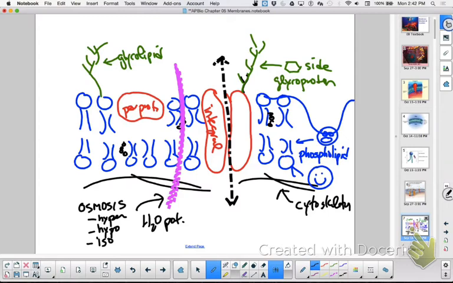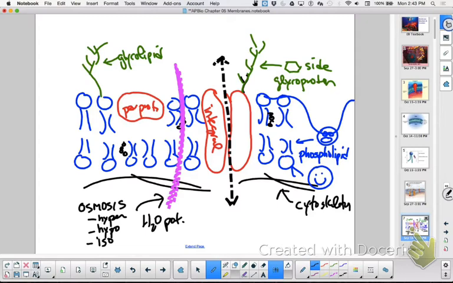Ready? Channels, carriers, cell recognition, receptors, enzymatic, and then cell-to-cell junctions. What were the 3 types of cell-to-cell junctions? Tight junction, that's protein to protein, and then channel to channel was called a gap junction. And then the adhesion junction is when you're connecting the what? Cytoskeleton.